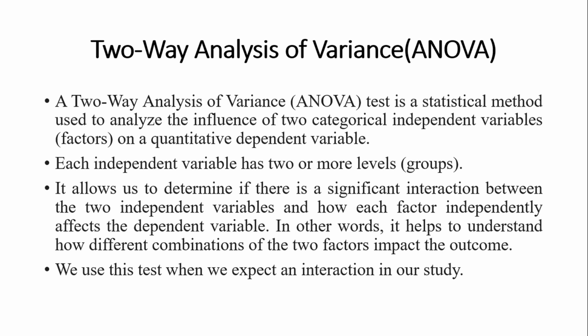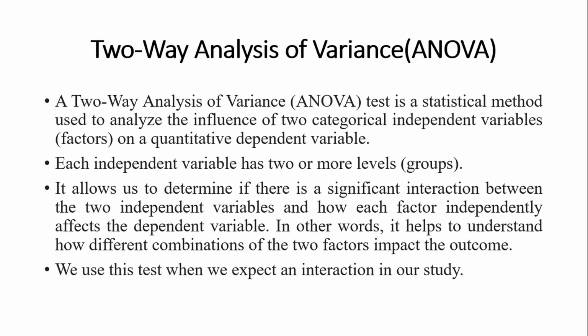So you can have different levels and different groups. ANOVA allows us to determine if there is a significant interaction between the two independent variables and how each factor independently affects the dependent variable. In other words, it helps to understand how different combinations of the two factors impact the outcome. Remember, this is two-way analysis of variance. Why is it two-way? Because there are two independent variables which are categorical in nature, and we use this test when we expect an interaction in our study.